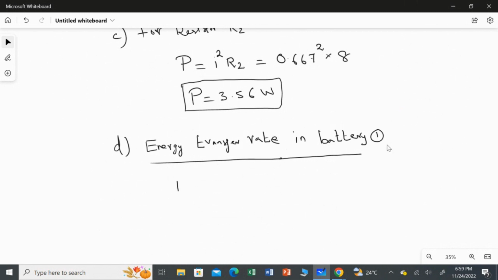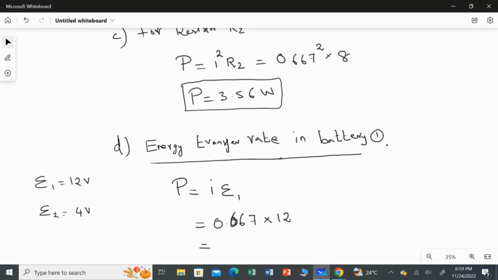So what's the formula? Power P is equal to I multiplied by EMF 1, because we have 2 EMFs, and the question is about the energy transfer rate in the first battery. So we write the value of the current, which we already found in the first part, 0.667, multiplied by the value of the first battery. What is the value of the first battery? It is 12 volts, and the second battery is 4 volts, right? So here we are talking about the first battery: 0.667 multiplied by 12.